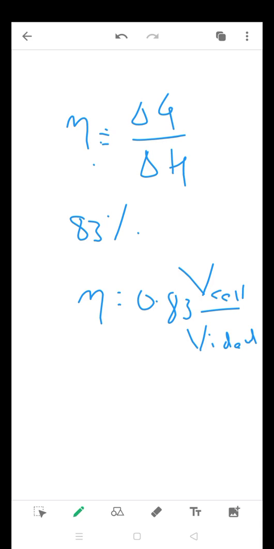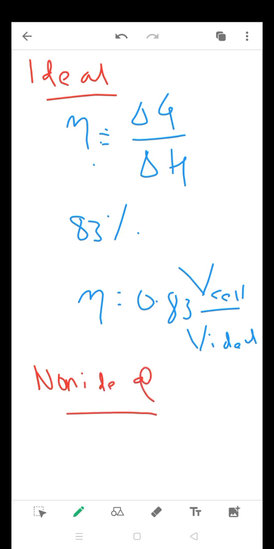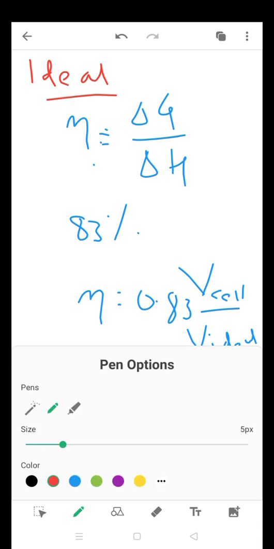Now, what is the difference between an ideal and non-ideal condition? In a non-ideal condition, what happens is that the actual operating voltage is less than the ideal voltage. So V cell, which is the actual operating voltage, is always found to be less than V ideal. Now, why does this happen? This happens because of some losses taking place inside the fuel cell.